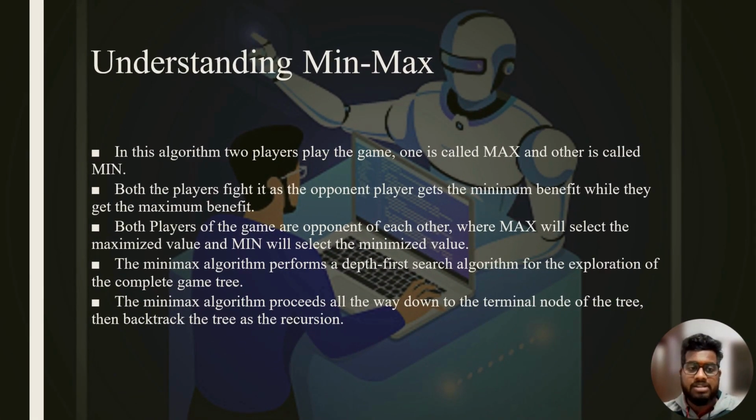Let's understand the Minimax algorithm. In this algorithm, two players play the game. One is called max and the other is called min. Both the players fight so that the opponent player gets the minimum benefit while they get the maximum benefit. Both players of the game are opponents of each other, where max will select the maximized value and min will select the minimized value. The Minimax algorithm performs a depth first search algorithm for the exploration of the game tree. The Minimax algorithm proceeds all the way down to the terminal node of the tree, then backtracks the tree as the recursion.